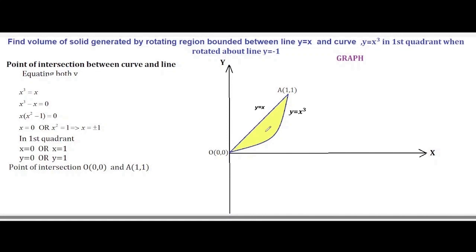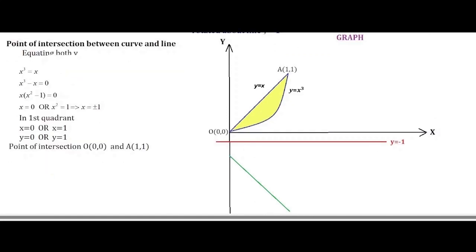Now we have to draw the line about which the region is going to be rotated, and here the line is y is equal to -1. To get the solid of rotation, we have to draw the image of this region about the line y is equal to -1. First the image of the line y is equal to x, and then the image of the curve y is equal to x cube.